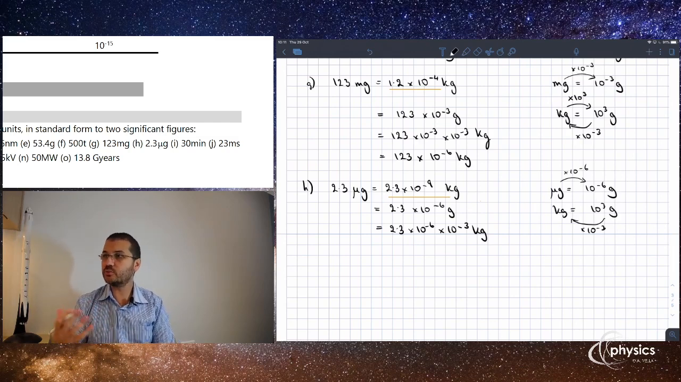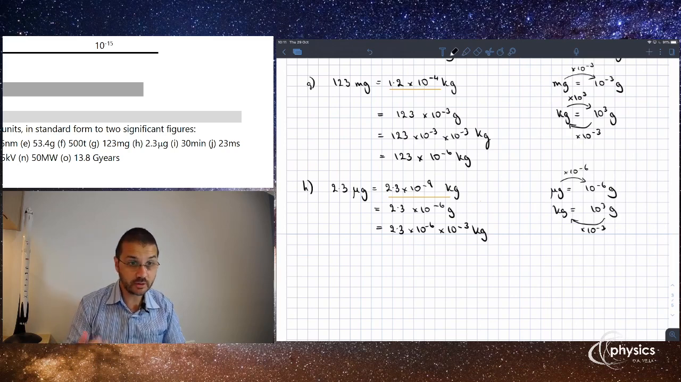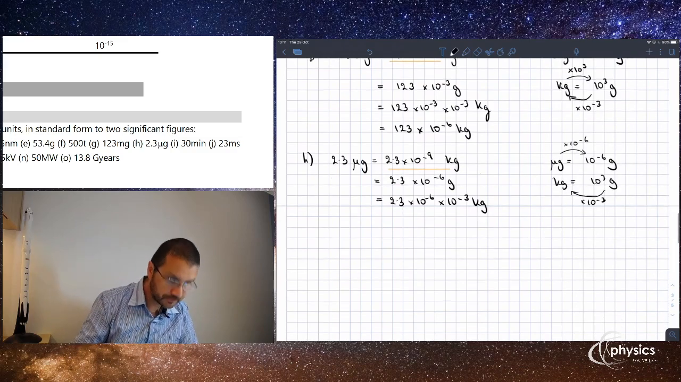But as you get used to them, you should try to use this idea of using standard form, alright? Because it's a very fast method to do conversions, very fast method, and you need to do it fast.